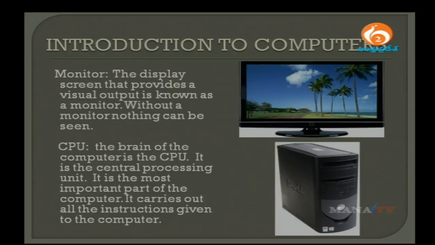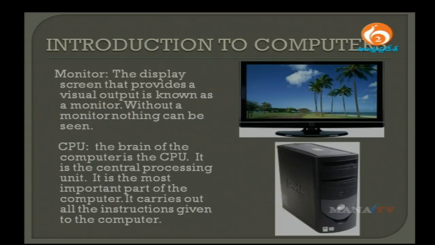So these are the major components of the computer. The first thing is the monitor, and let us see what the second one is. The second one is the CPU. In the PPT we are looking at, the brain of the computer is the CPU. It is the central processing unit. It is the most important part of the computer. It carries out all the instructions given to the computer.